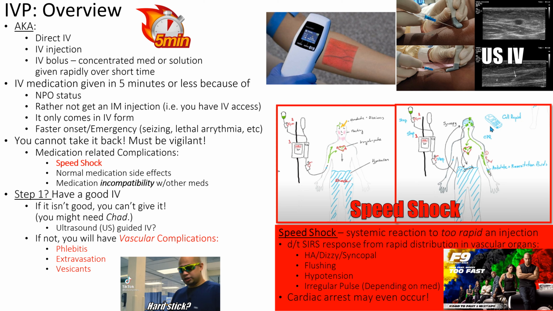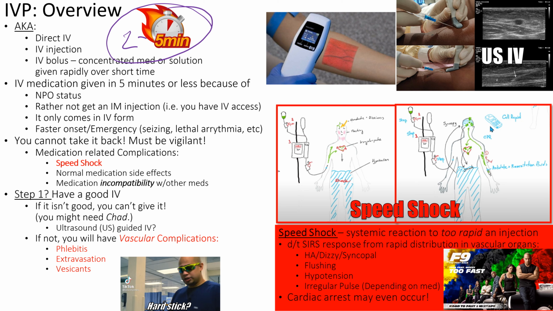So IV push is also known by different names out there in the universe. It's called direct IV, IV injection, IV bolus, or a direct IV push med. An IV bolus is really just any medication given fast. Usually IV push meds are given between 2 to 5 minutes. If you can't find it anywhere, give it over 2 to 5 minutes. That's usually the default if you have to guess. IV push medication is given in 5 minutes or less.